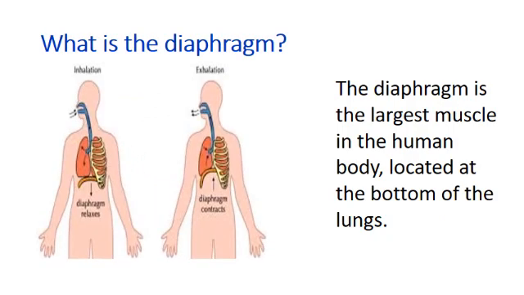What is the diaphragm? The diaphragm is the largest muscle in the human body. It's located at the bottom of our lungs. During inhalation, the diaphragm relaxes. This means it goes down. So by this, air goes into our lungs.